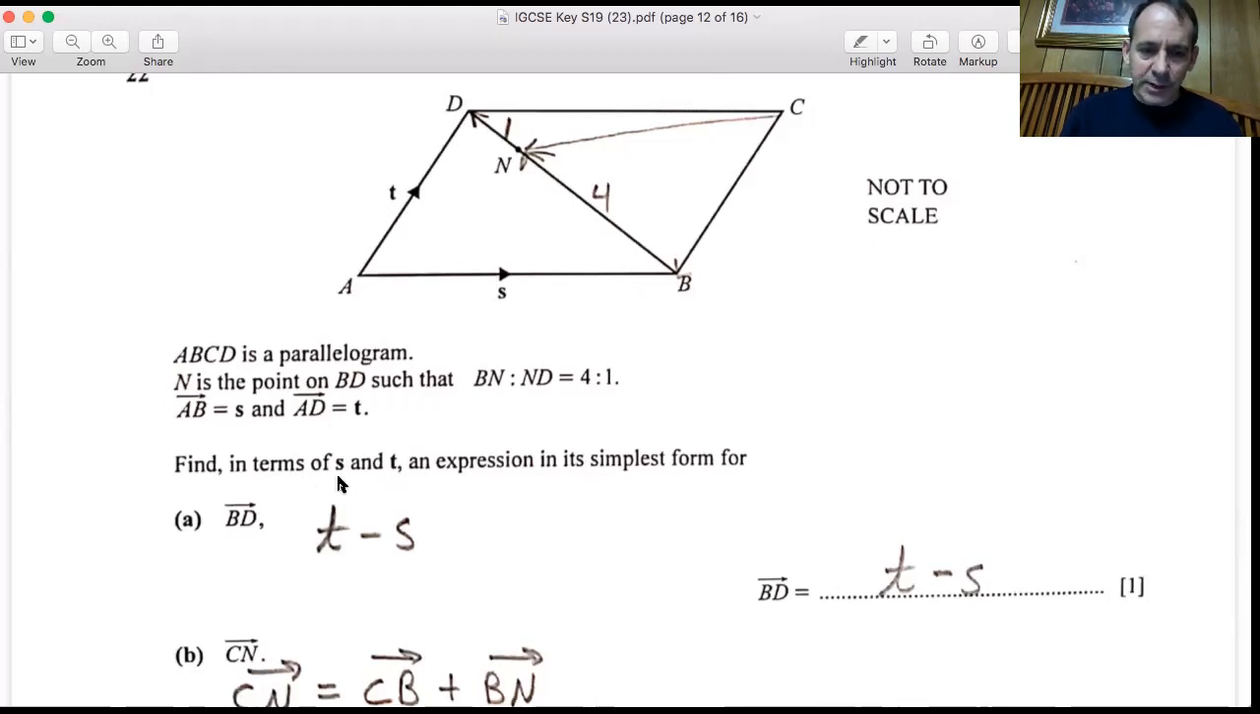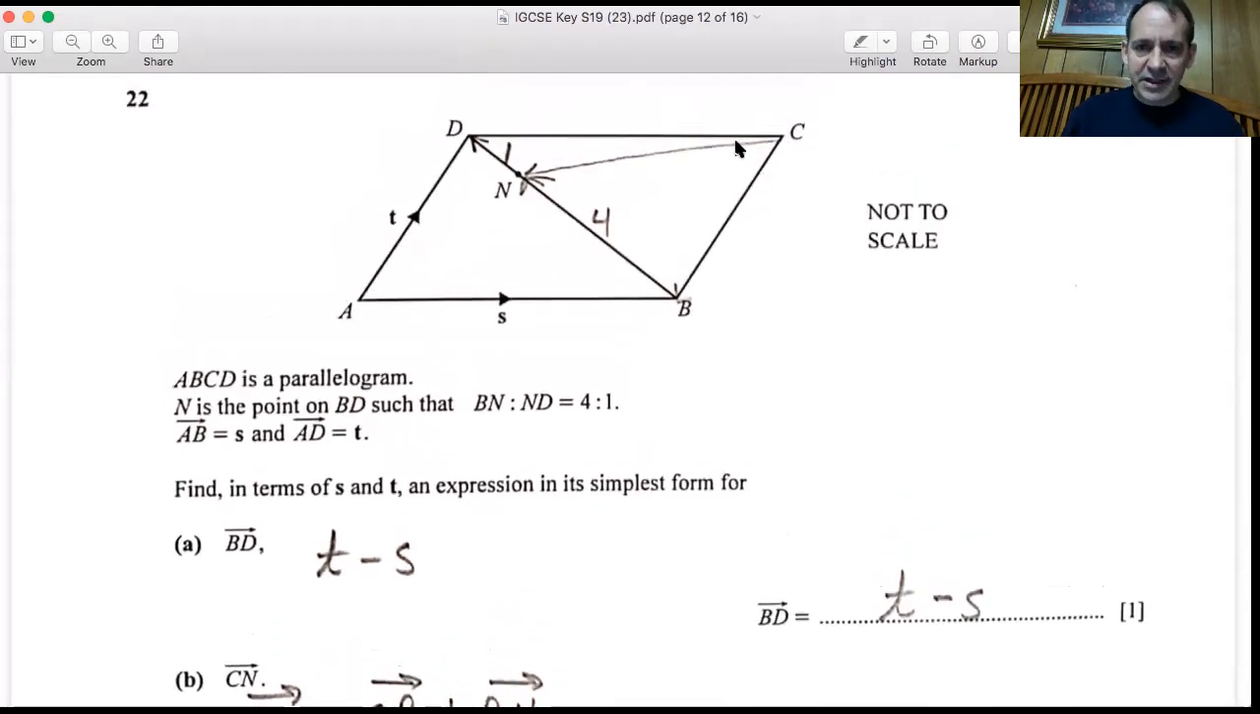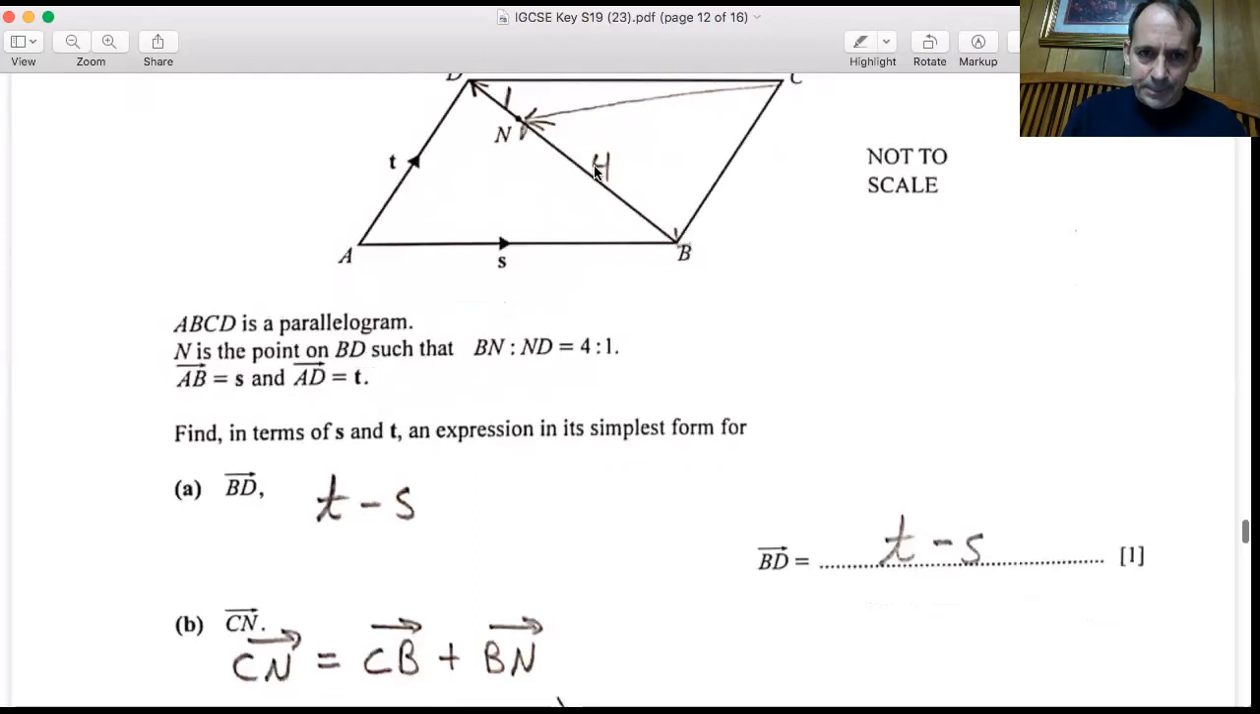So you might want to start writing down an equation with capital letters first. BD, notice these vectors here are tail to tail. That means you need to subtract. So you would do end, because we're going from B to D, we end at D. So AD minus AB, and when you convert that to the vector letters, you get T minus S. Then from C to N, we need to draw that arrow in. It's going from C to N. So you can go from C to B plus B to N. So I did write that in capital letters first.